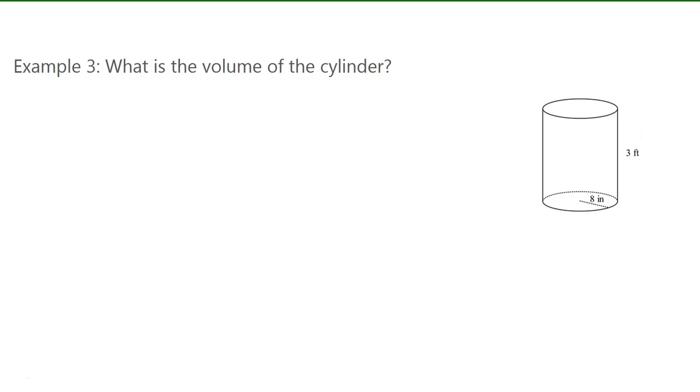Now for the last example, we have a cylinder. So what is the volume of the cylinder? So area of the base times the height, where the base this time is a circle. Now area of a circle is pi r squared. Now the radius is 8 inches. If I look here, I see that the height is measured in feet. So I need to make them the same units. So let's change 3 feet to inches.